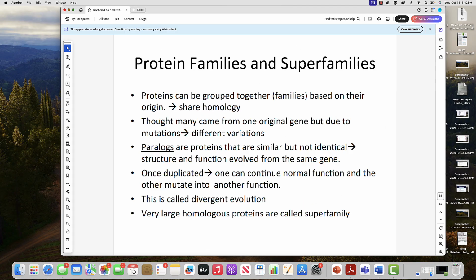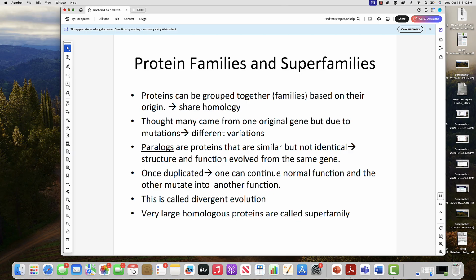Okay, so let's transition a little bit and pivot into protein families and superfamilies. Proteins that share similar structures and functions are grouped into what we call families. And usually it's based off their origin, and they share some type of homology. So their sequences are very similar, and they only have little portions of their sequence that differ and make them unique.